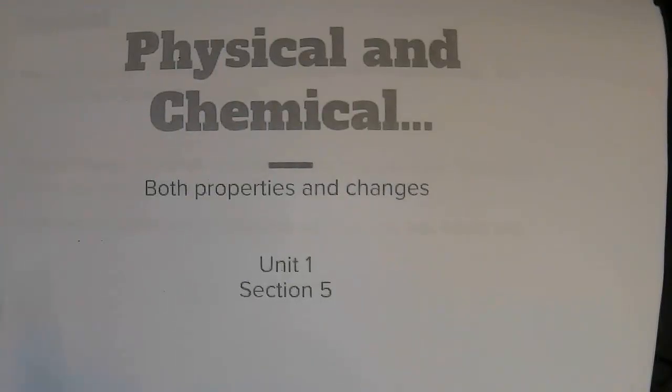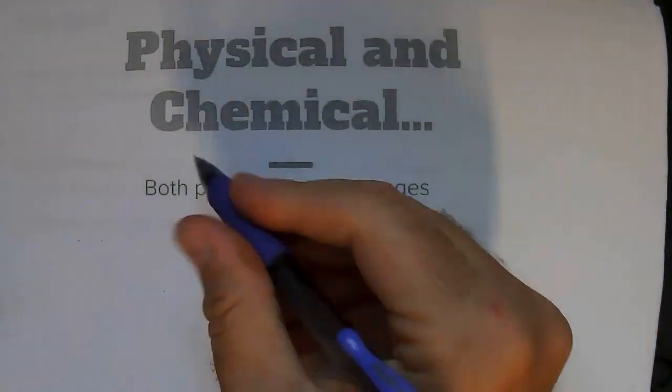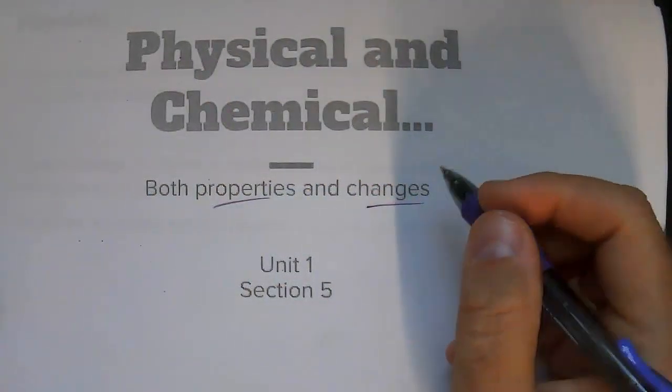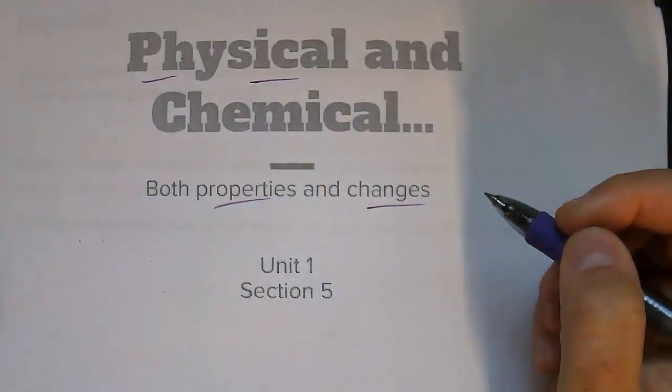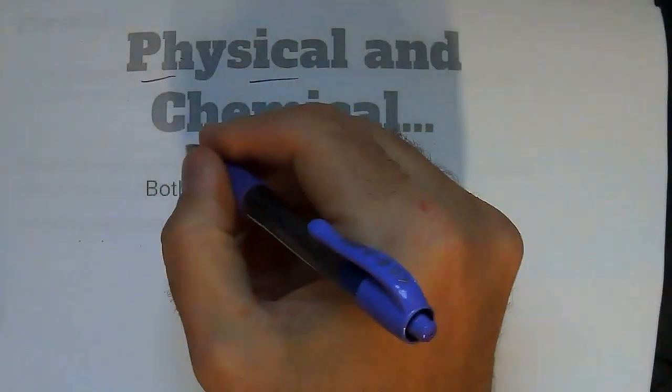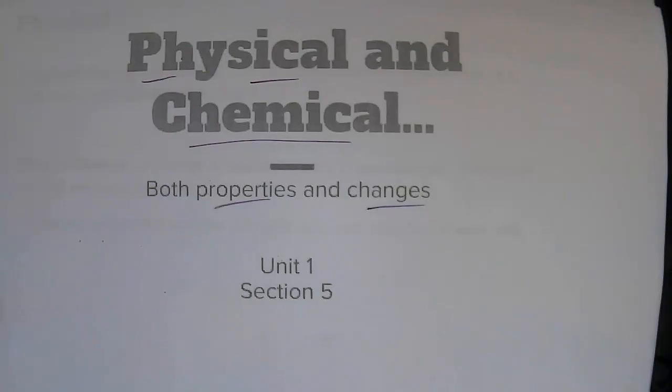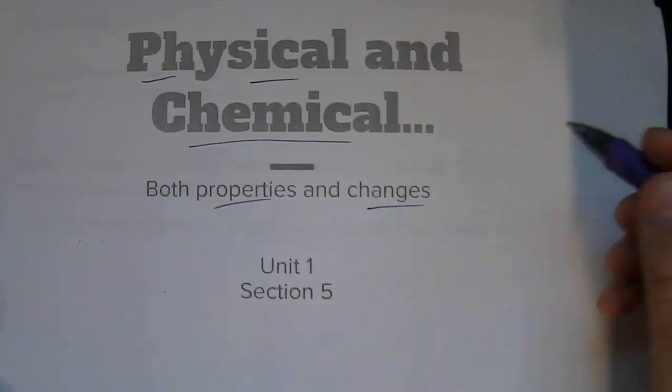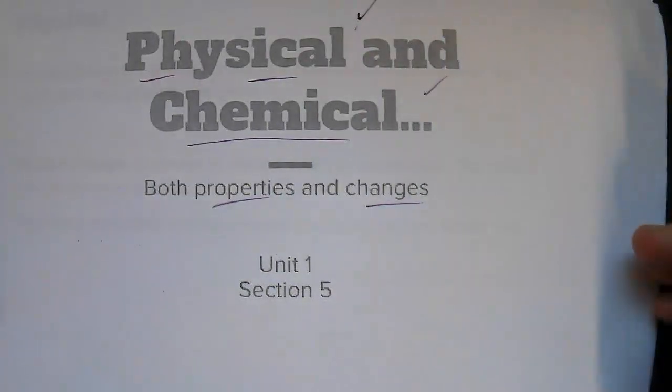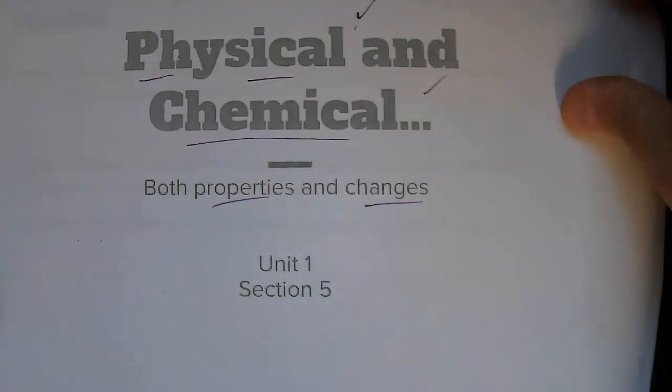Hey everybody, in this video we are going to talk about physical properties and changes and chemical properties and changes. We're going to lump them together, the properties and changes, because physical has to do with one part of chemistry and the chemical properties and changes have to do with the other part of chemistry. So that's why we're going to lump them into the category of physical and chemical. Okay, so let's take a look at what we got.